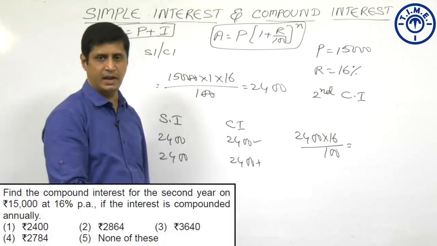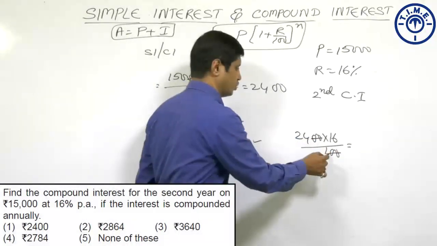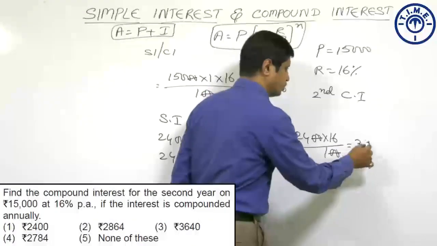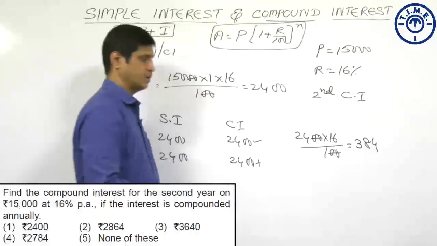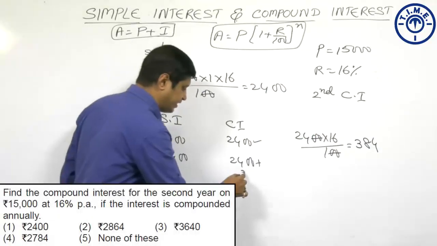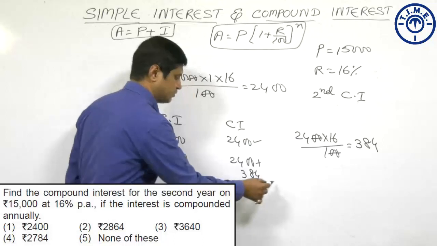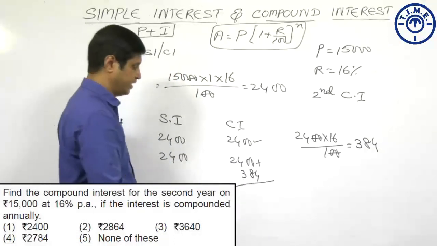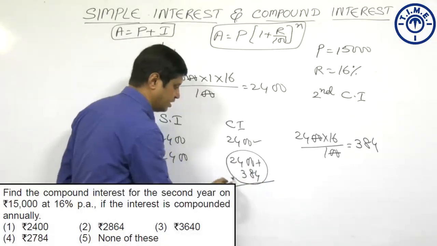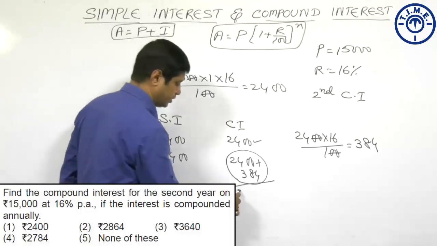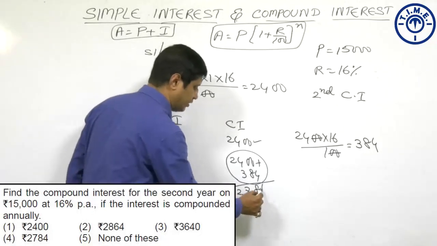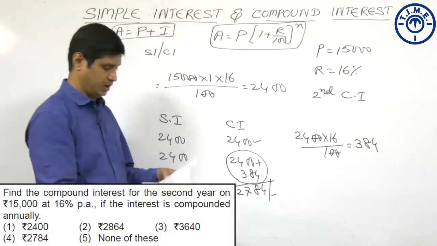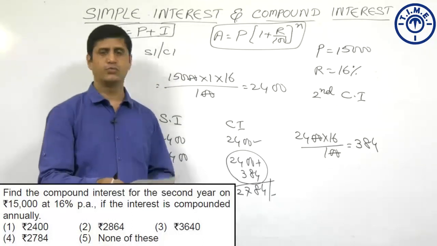16% means 16 by 100, simplify, zeros cancel, the product of these two is equal to 384. Now, 384 is the additional value we got the second year. So, what is the second year interest? This is the sum of these two values. How much is it? 2784 rupees. Right choice for this question, option 4.